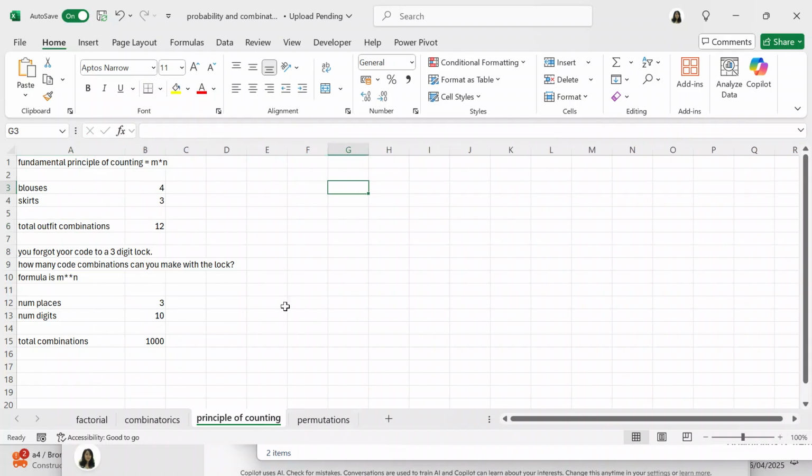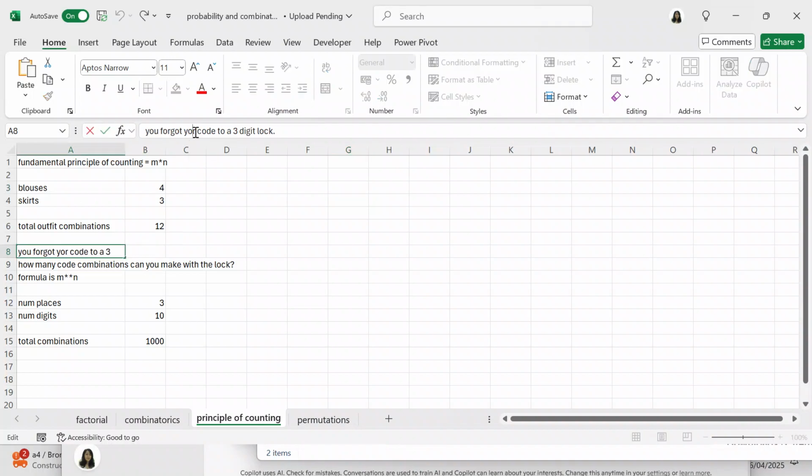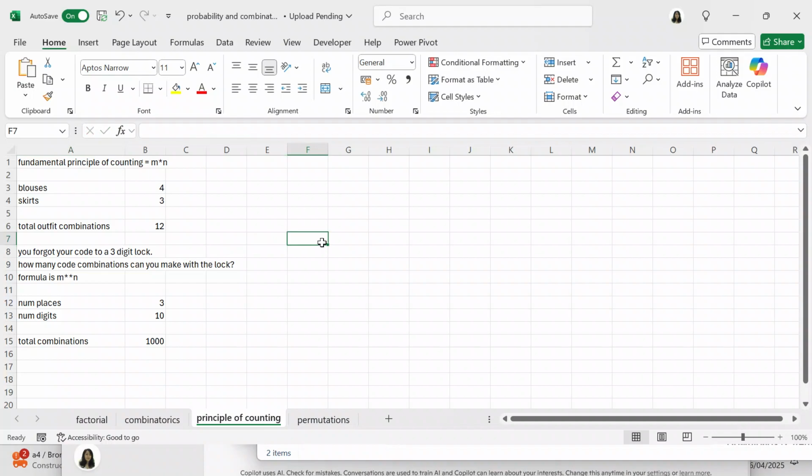So the next question we have is, you can tell, because I just have a little laptop, my thinking is clear, but my typing isn't. You forgot your code to a 3-digit lock. How many code combinations can you make with the lock? And the formula is m to the power of n.